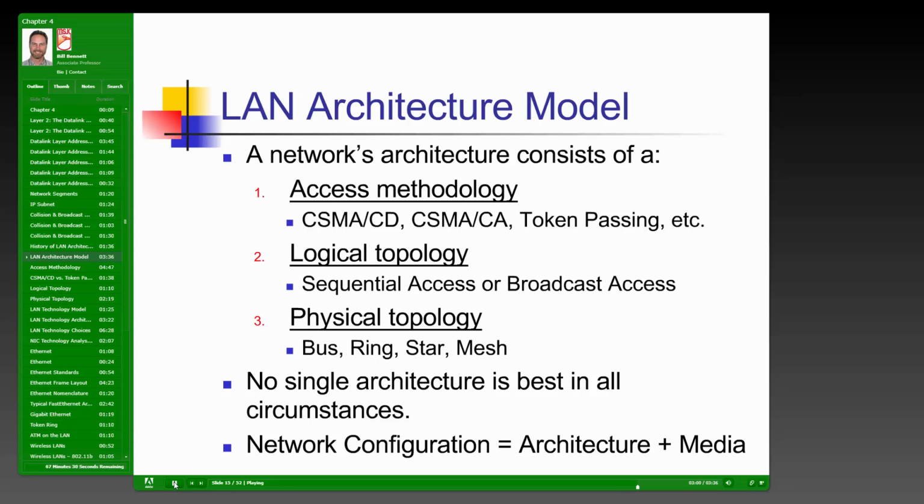There is no single architecture that really is determined to be best in all circumstances, although Ethernet is the most commonly used in modern day networks. The network configuration then is going to be the combination of the architecture, which again is the access methodology, the logical topology, and the physical topology. That's the architecture, plus the media that we're using. Are we using fiber optics? Are we using Cat5e? Are we using wireless? Those are the different types of media that the message is being carried across.